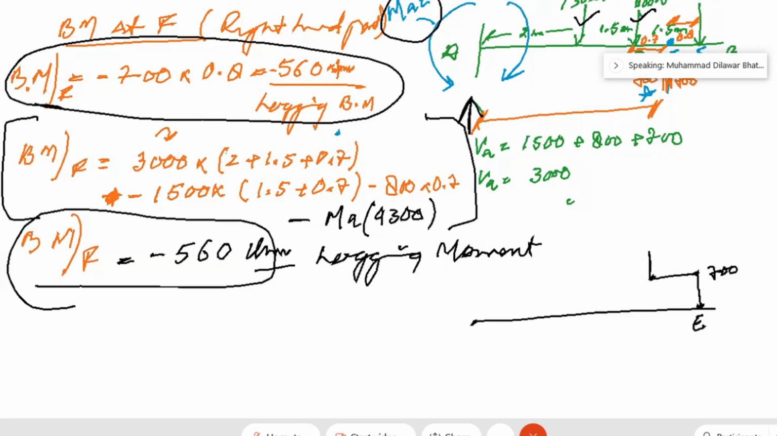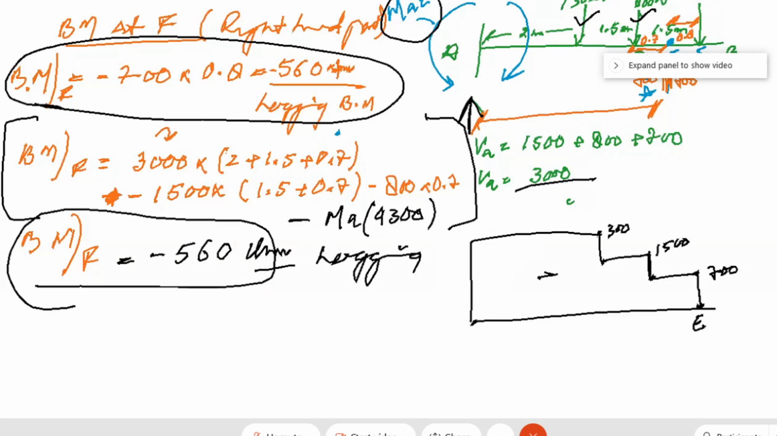That will be 1500. Then it goes up to another point where we have a 1500 load. That means it is 3000 here. Point A, how much is that? 3000. This will be your shear force diagram. All are in positive direction. Shear force. You have to calculate your bending moment diagram now.